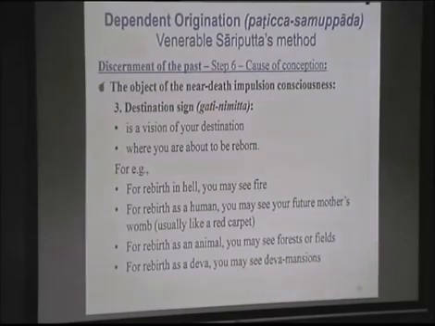Destination sign, Gati Nimitta, is a vision of your destination, where you are about to be reborn. This is a Gati Nimitta. For example, for rebirth in hell, you may see fire. Some people near death see very hot, the fire burning. After he dies, surely, he is going to hell, because already he saw the hell. He is not yet going, but this Gati Nimitta, the destination sign, already he saw.